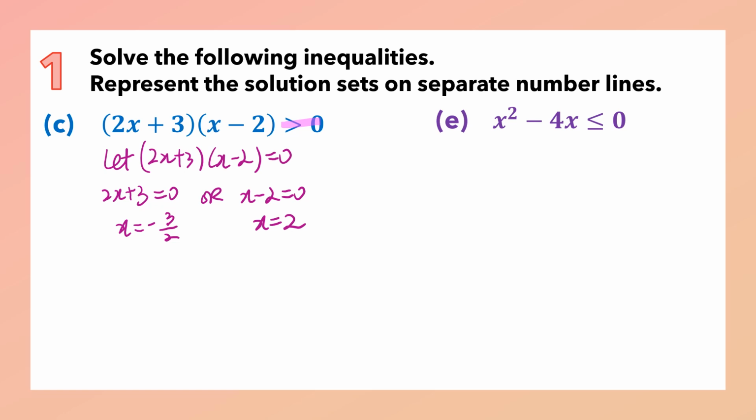We let the linear factors equal to 0 so that we can find the x-intercepts. You will realize that the coefficient of x squared is 2, which is a positive value. Hence the quadratic curve would be a U-shaped curve. Let's label the two x-intercepts, which are negative 3 over 2 and 2. Then we need to determine which portions of the curve we're interested in. Your x-axis acts like a divider. The x-axis is when your y equals 0.